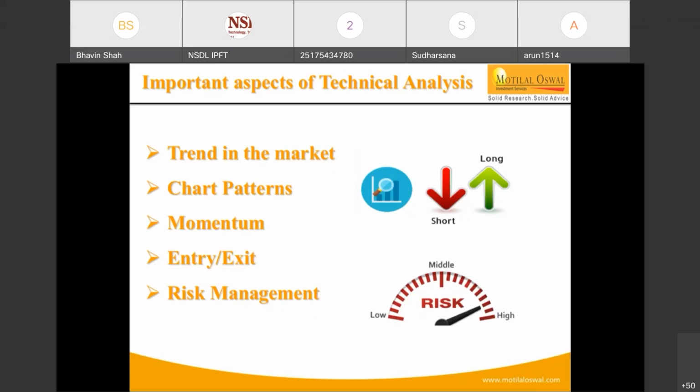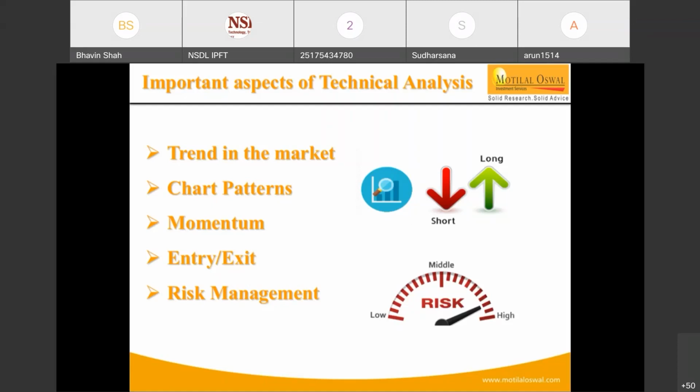Also, the important aspect apart from the two which we will discuss today is momentum. Once you know the trend, then you know there is some pattern being formed in a particular chart. After that pattern is identified, the next part is the momentum, whether the stock has momentum, whether the sector has momentum, whether the entire market has momentum, or the market is still sideways, or choppy, or it's going to go to the upside or to the lower side.